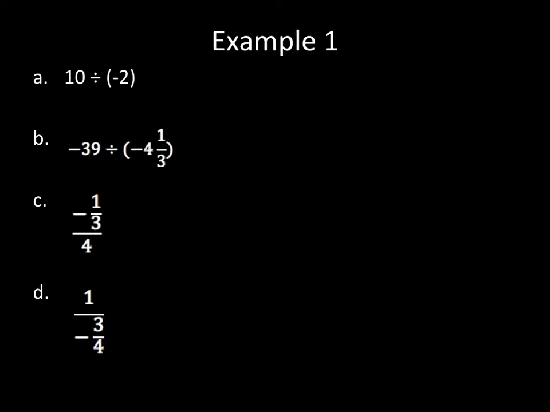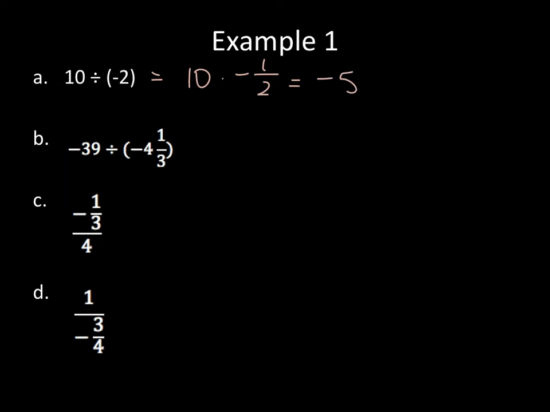Example 1, 10 divided by negative 2. This is really easy. I already know it's going to be negative because I have a positive divided by a negative. This is something that's very easy for us to divide, and I already know the answer is going to be negative 5, but just for the sake of this example, I'm going to write it using the rule. So I have 10 times the reciprocal of negative 2. The reciprocal of negative 2 is negative 1/2. Multiplying that, half of 10 is going to be 5, so we have negative 5.